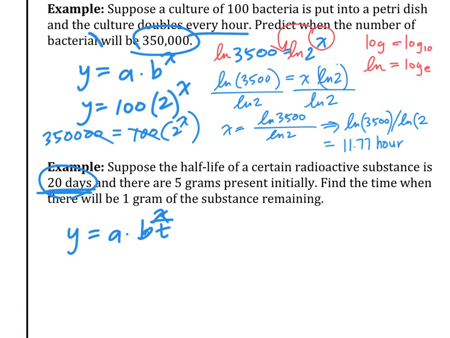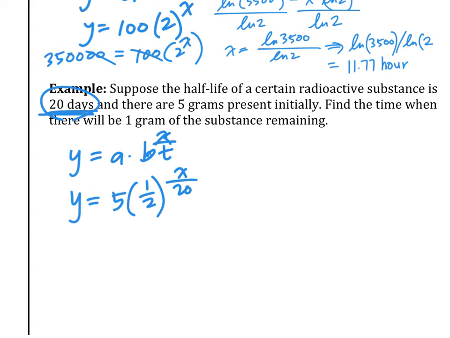All right, let's put everything we know in here. Initially there are 5 grams. Half-life means whatever amount you had in the beginning, you decrease by half. So if you have 100 in the beginning, then 20 days later, you have 50. That means the base is 1/2. You're decreasing by 1/2 every 20 days, so you're going to divide by 20. Same thing here, predict the time when you will have 1 gram left. So 1 gram.